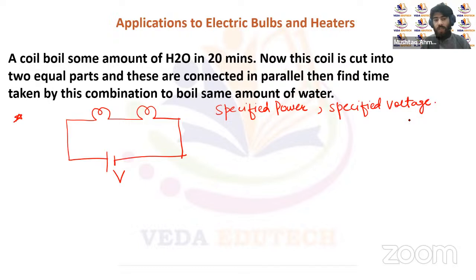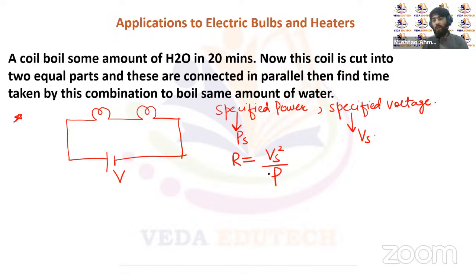But this information is very important for us, because the specified power and the specified voltage mentioned on the bulb itself will help us calculate the resistance of a bulb. I will denote the specified power with PS and the specified voltage with VS. So for any bulb, the resistance using the specified power and specified voltage will be equal to Vs square upon Ps.